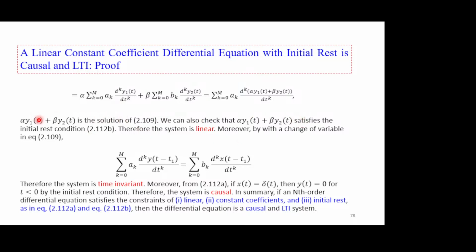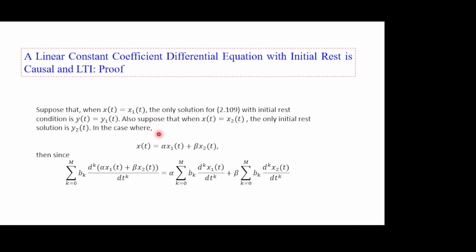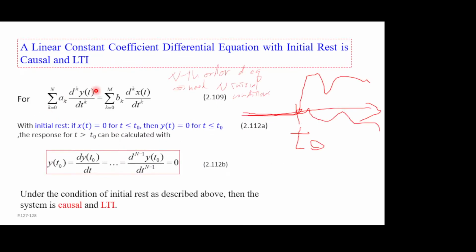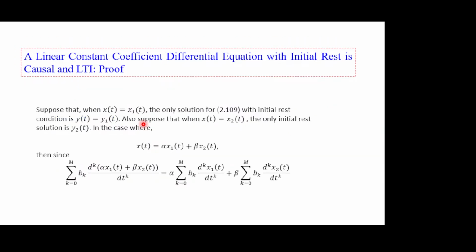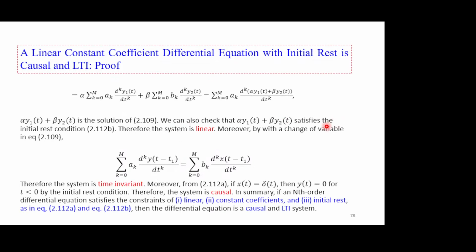Okay. We also need to check another thing. So we check that it will satisfy this differential equation, but we also need to check the initial rest condition works when we have alpha x1 plus beta x2. I think we have time, right? So let's plug in a little bit. Now this is a little bit tricky because, yeah, let's see. I do this.